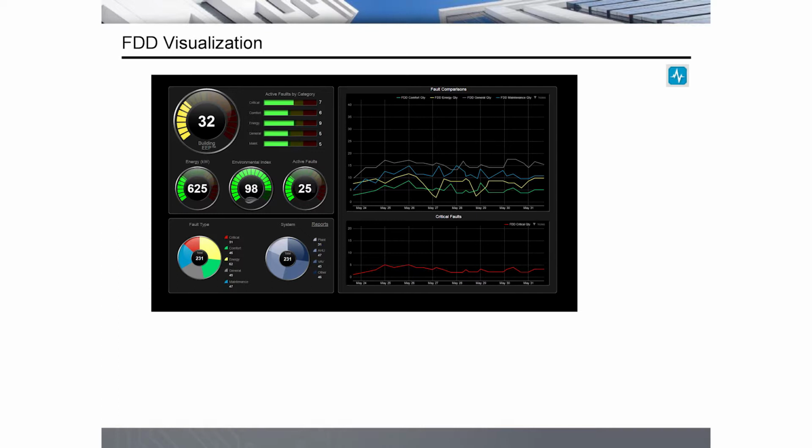Visualization, once again, this is just eyeball analytics that we talked about. This is just a quick graphic that shows what fault detections you have, how many there are, which ones are critical that need to be looked at.